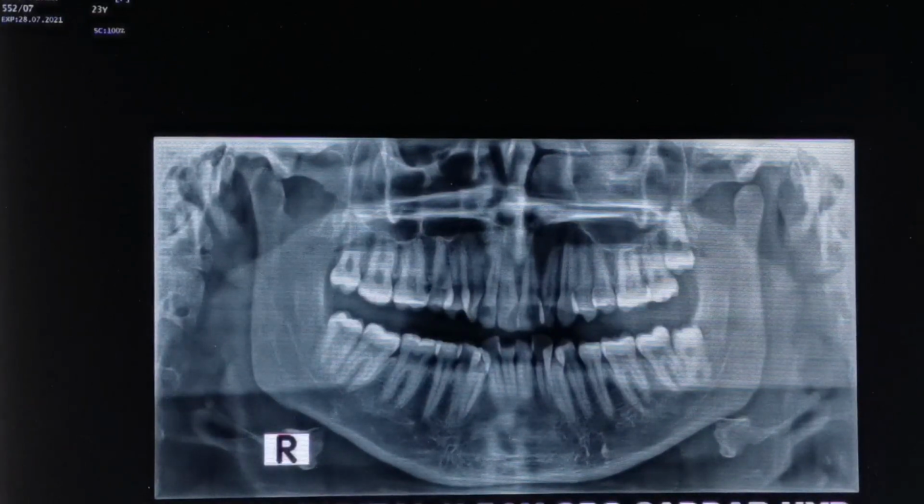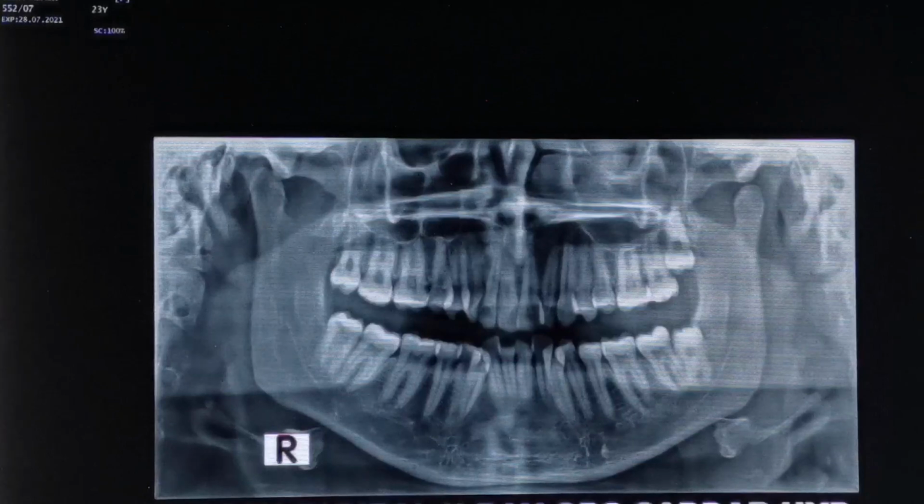to assess how many teeth are present, and to assess what kind of dentition it is. Is it a primary dentition, mixed dentition, or a permanent dentition? So it is very important for treatment planning and diagnosis.